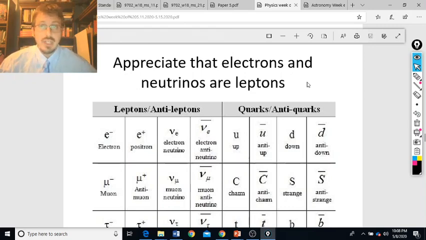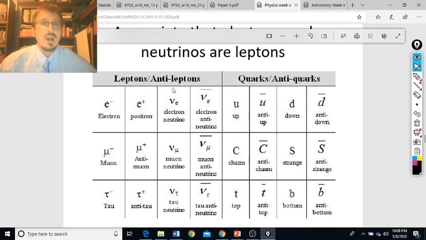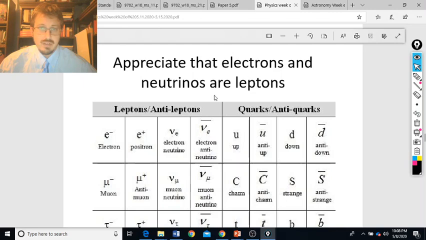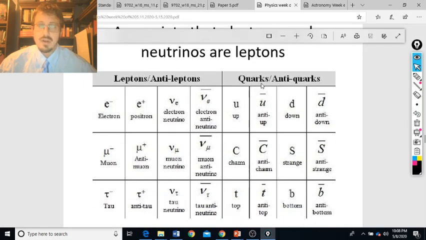All right, appreciate that electrons and neutrinos are leptons. I think we already talked about that, but here's yet another chart that shows us what we are looking at here. We got the leptons over here, and so remember that electrons and neutrinos are leptons, and then the quarks are that other class of particles that eventually builds up our protons and our neutrons.